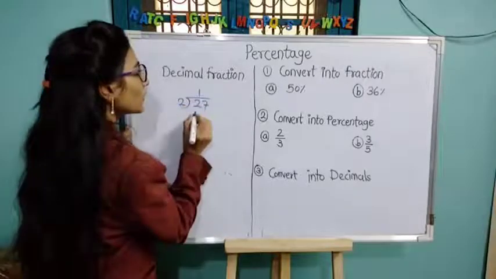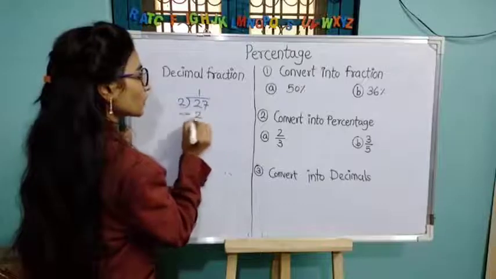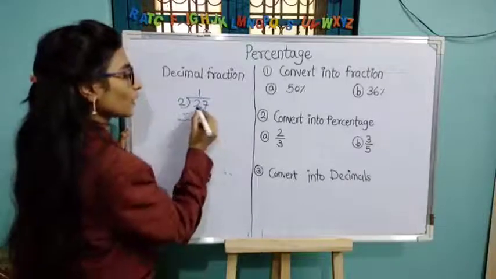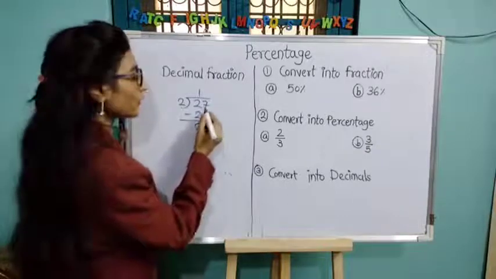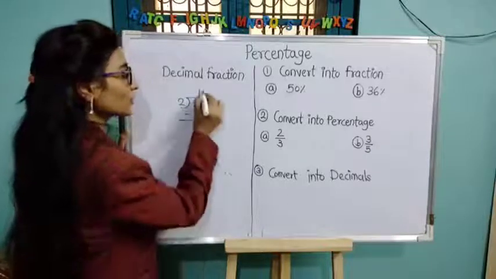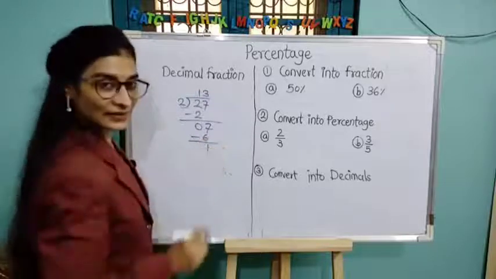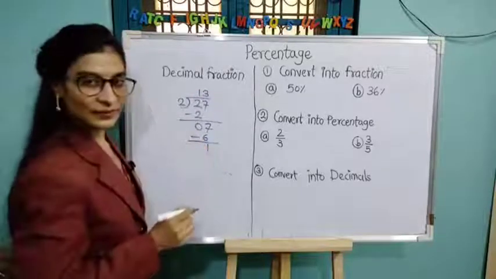Let's solve it using the normal division method. 2 ones are 2, and 2 minus 2 is equal to 0. We take the next number, 7. So 2 threes are 6, and 7 minus 6 leaves 1. So this 1 is the remainder here.